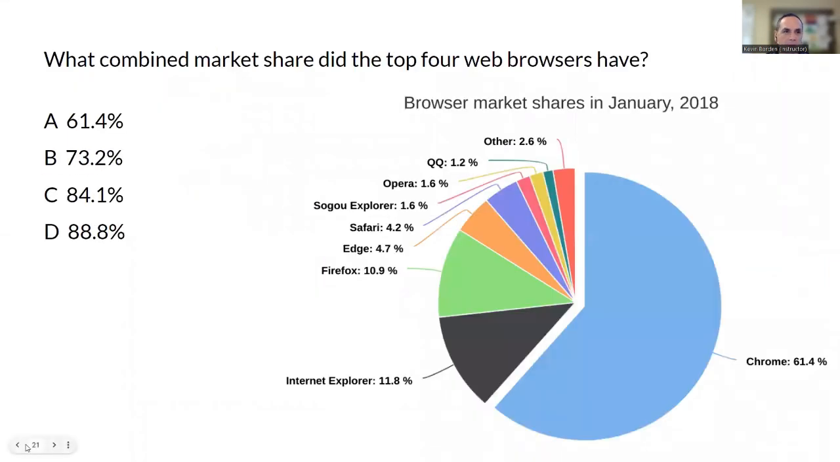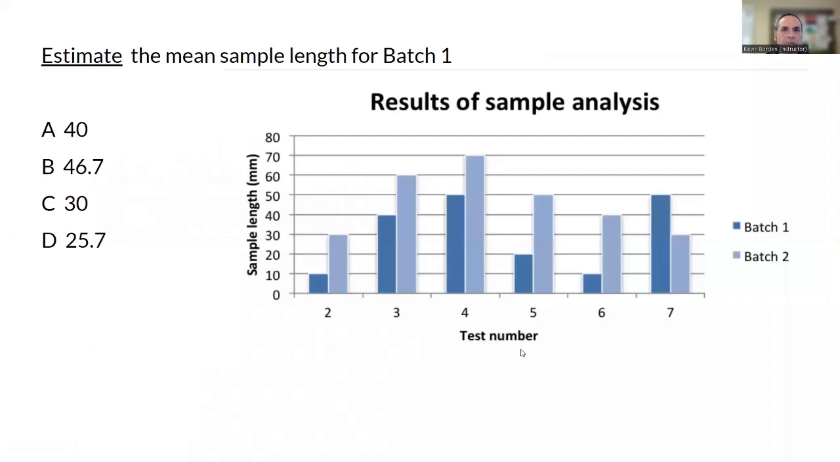Oop, went too far. All right. Estimate the mean sample length for batch 1. So you might recognize this chart. We've already used it. Now we're talking about batch 1. And we are trying to estimate the mean. So this is a little bit of work because you're going to have to look at the chart and estimate a bunch of values and then find the mean. So go ahead, pause the video, work on your solution, continue when ready.